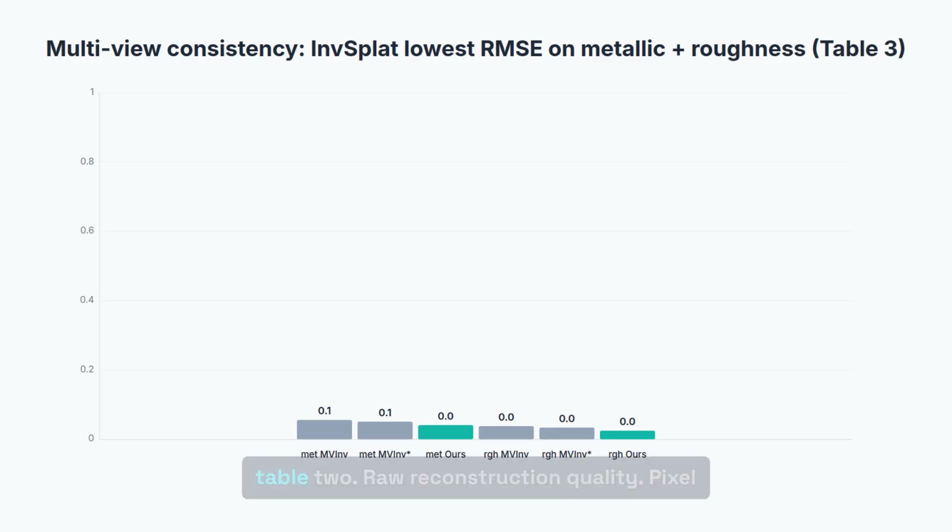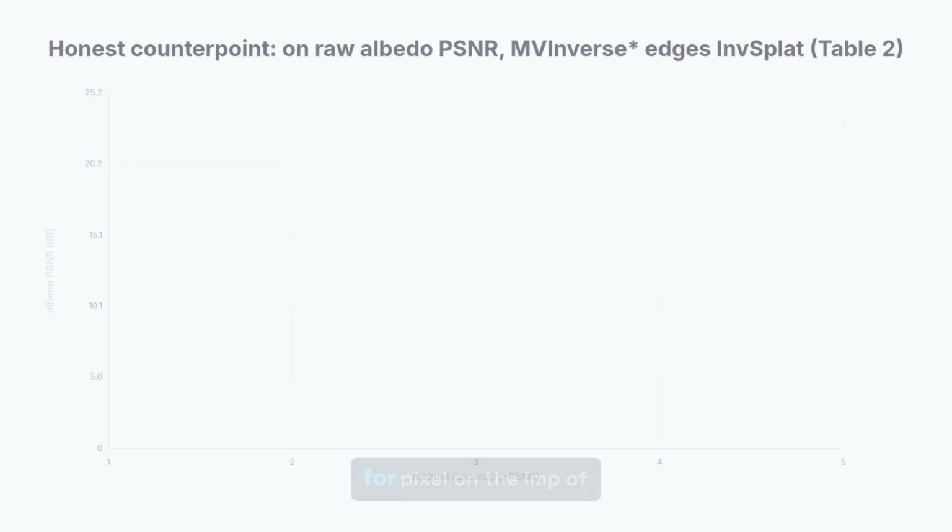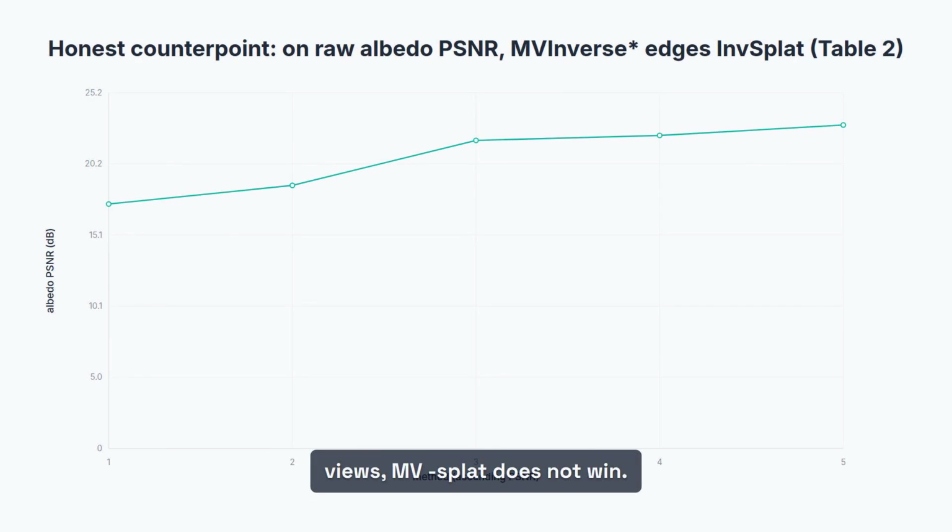Now, the honest counterpoint on table 2. Raw reconstruction quality, pixel for pixel on the input views, InvSplat does not win. Albedo peak signal to noise is 22.18, and the fine-tuned 2-dimensional baseline edges it at 22.92. InvSplat is actually worse on all 7 reconstruction cells. The contribution is not sharper pixels. It is the 3-dimensional, relightable, multi-view consistent representation you get alongside comparable quality.